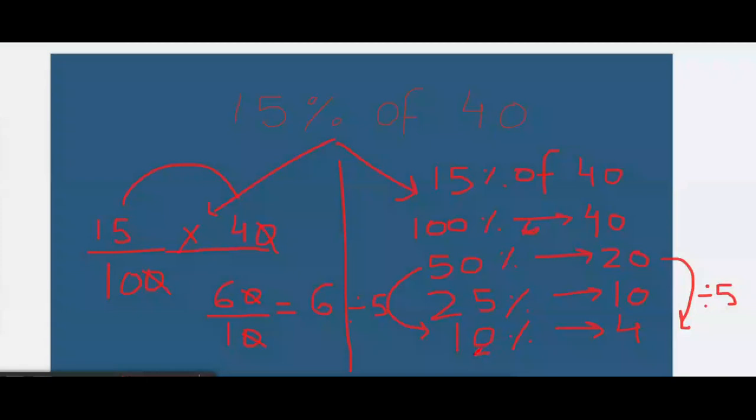So if you want to find 5% of the same number 40, we can see that half of 10 is 5, so half of 4 will be 2, right? So we need to calculate the percentage 15%. So 10 plus 5 is 15%. And what about this? 4 plus 2 will be equal to 6. So our answer is 6. 15% of 40 is 6.